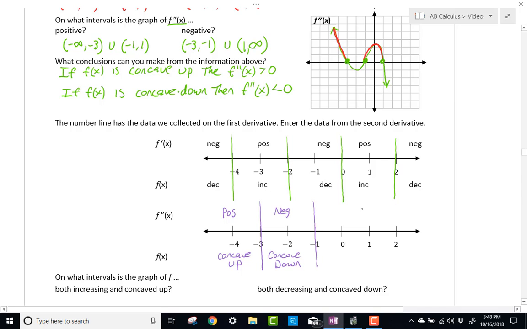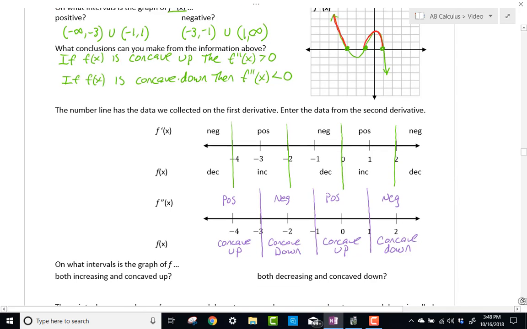And then of course f double prime went back to positive until +1. So f double prime was positive, f of x went back to concave up, and then finally f double prime went to negative for the rest of its life, which means that f of x would be concave down for the rest of its life. Okay? So that's kind of how we can space it off and see what's going on here.